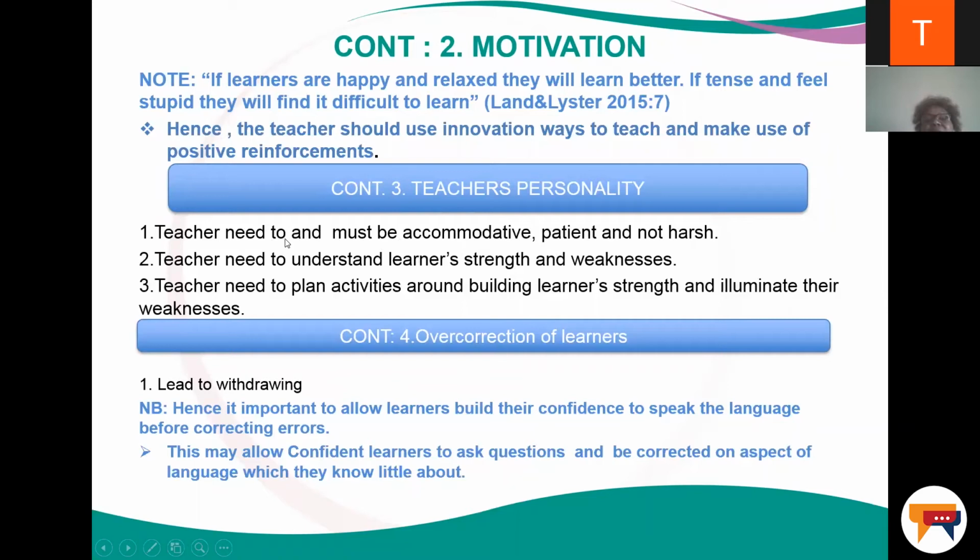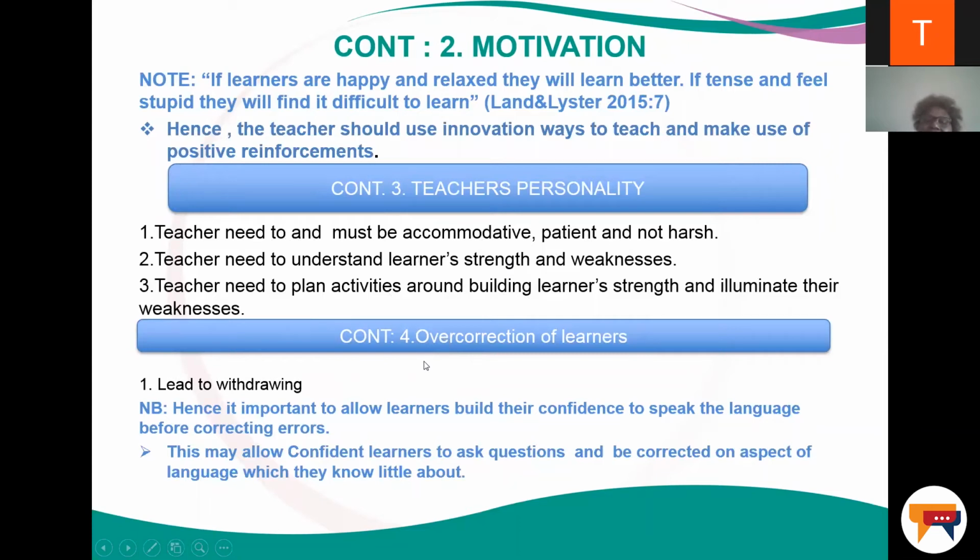The other contextual factor, teacher personality, is key. Teachers must be accommodating, patient, and not be harsh to students. Teachers need to understand learner strengths and weaknesses. Teachers need to plan activities around building learner strengths and eliminating their weaknesses.